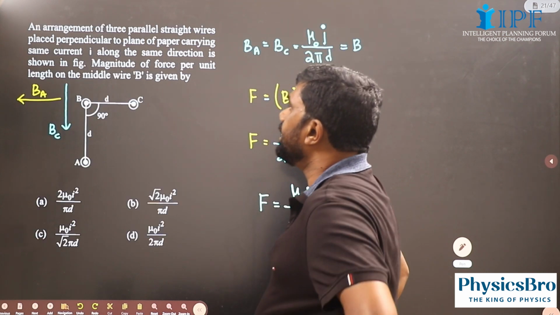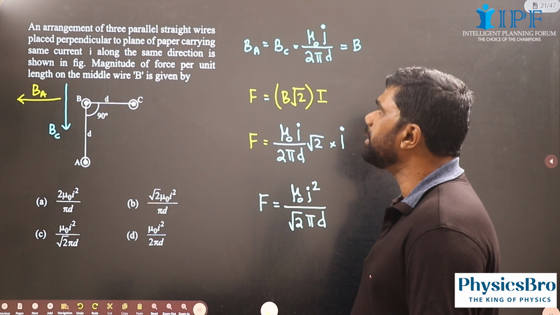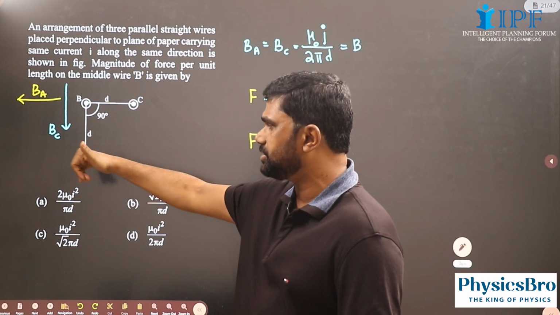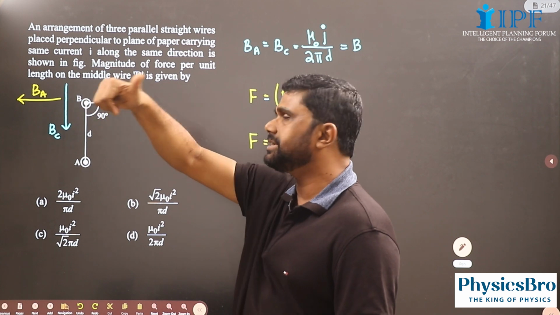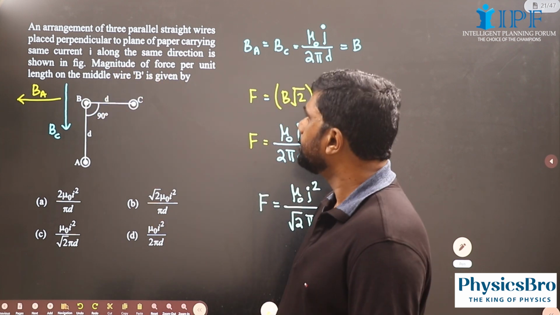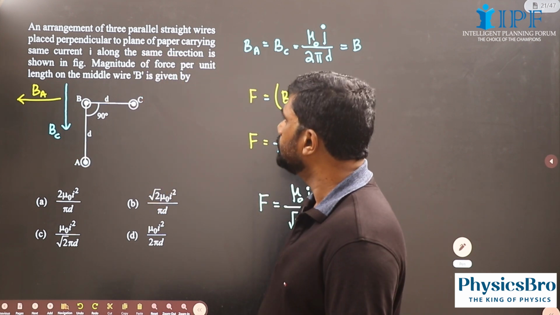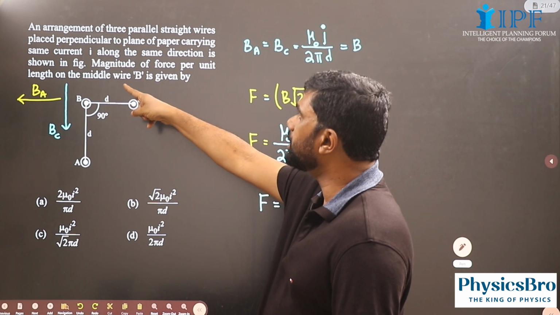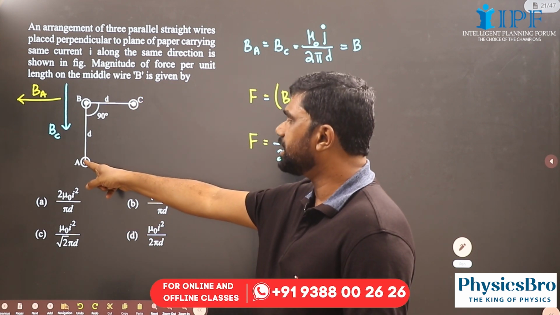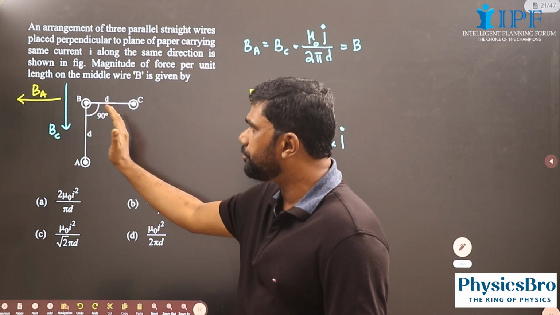Now let's see an arrangement of 3 parallel straight wires placed perpendicular to the plane of paper. This conductor carries a current like this, this conductor also carries a current like this, and this also carries a current like this. Same current I along the same direction, all along the outward normal. Magnitude of force per unit length on the middle wire B is given by? Due to this first conductor A, as it carries a current like this, the magnetic field at the position of B will be like this.